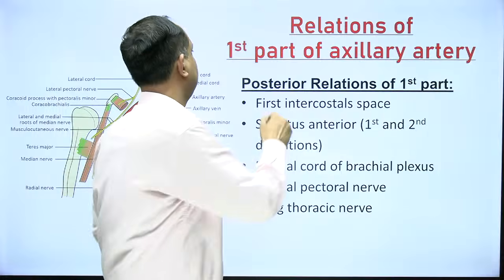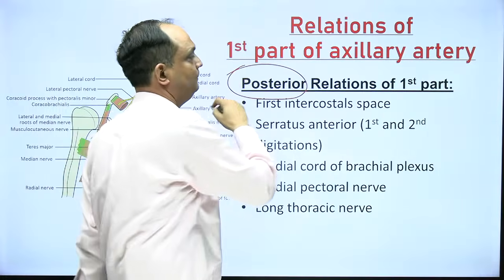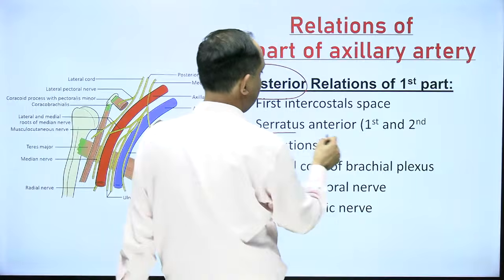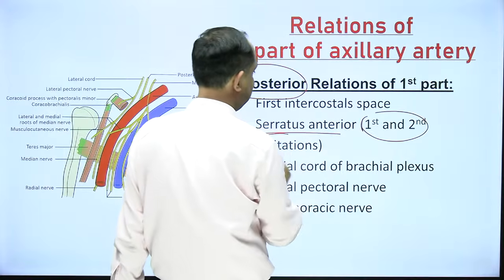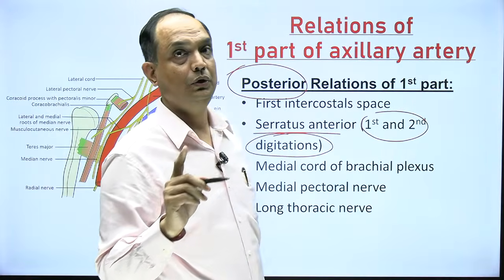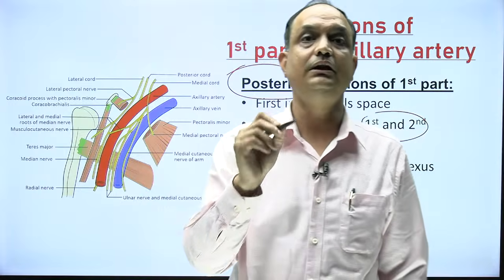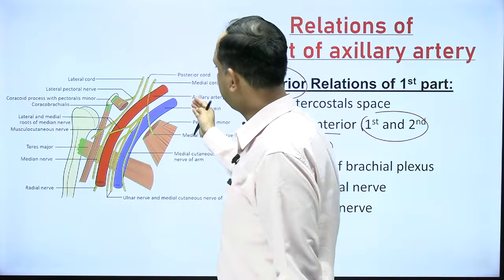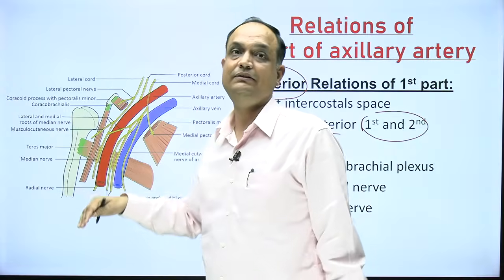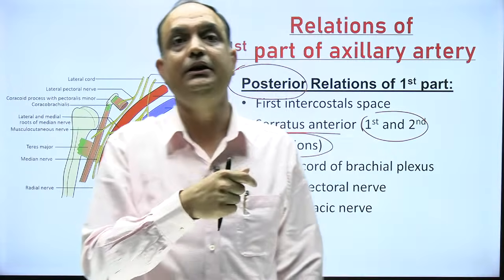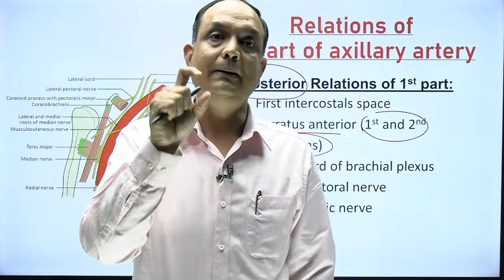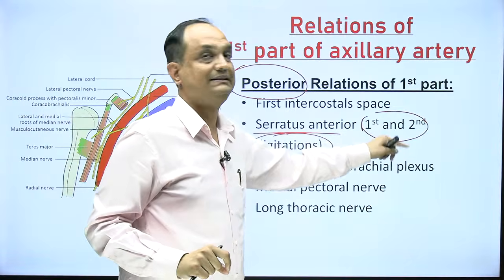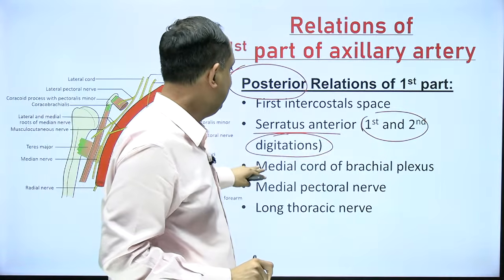Now when you see the first part, the posterior relation is the serratus anterior, but only the first and second digitations, which I initially told you about: the artery first runs along the chest wall. So as soon as this artery comes out from the chest cavity, it is very closely related to the chest wall in only the upper two ribs. So that's why you will have only the first and second digitations, and the medial cord.